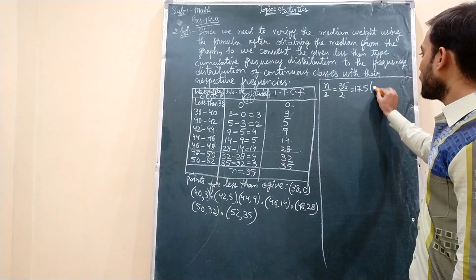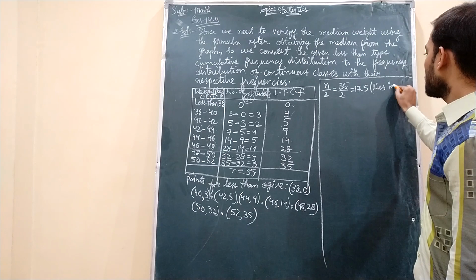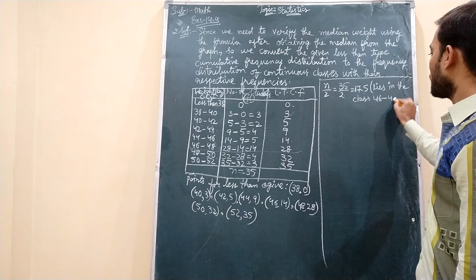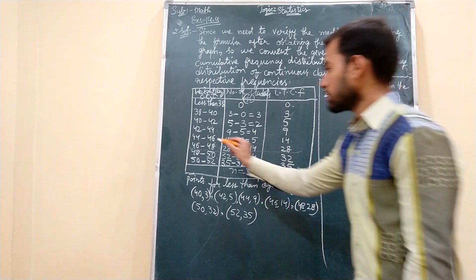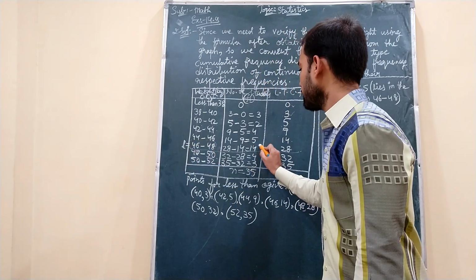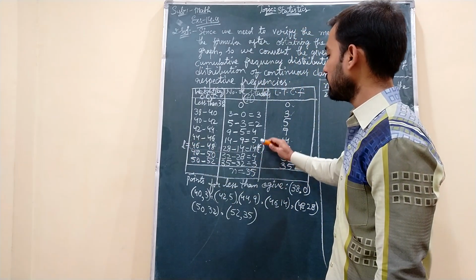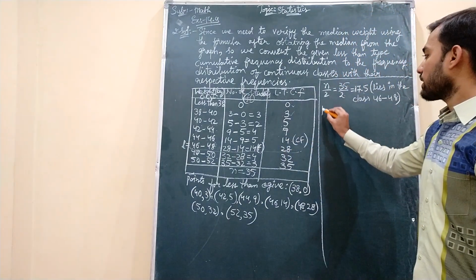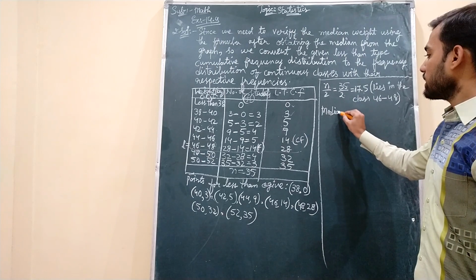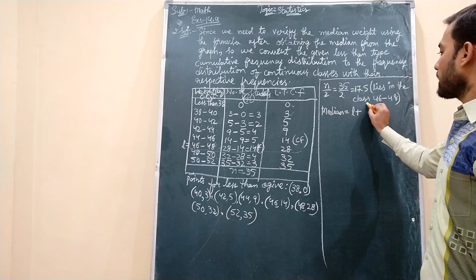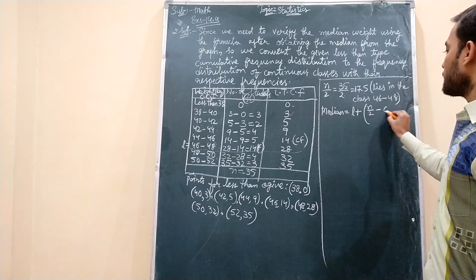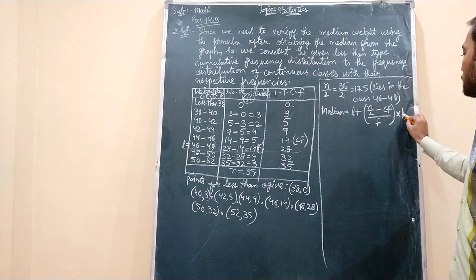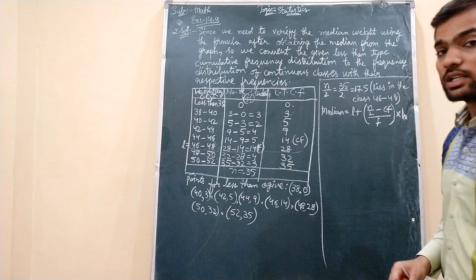So I will write here: 17.5 lies in the class 46 to 48. Okay, students. So this is the L value and this will be the F value, frequency, and CF we need to take just above this one. So this is our CF value. Now I will write the formula of median. Median equals L plus n by 2 minus CF by F into H.